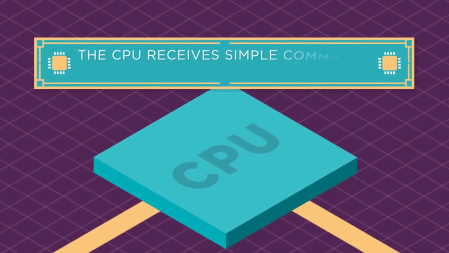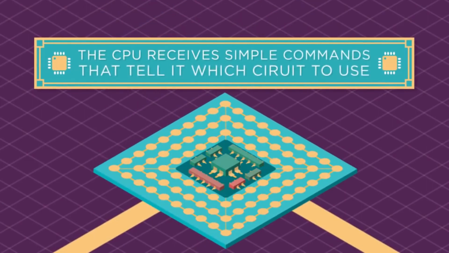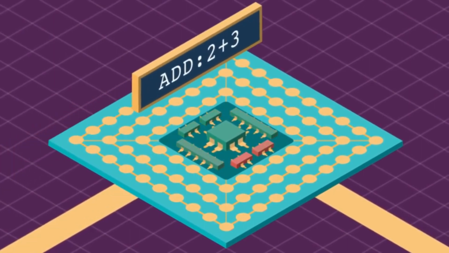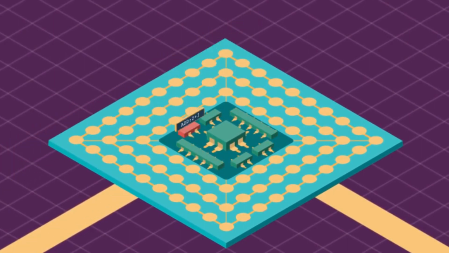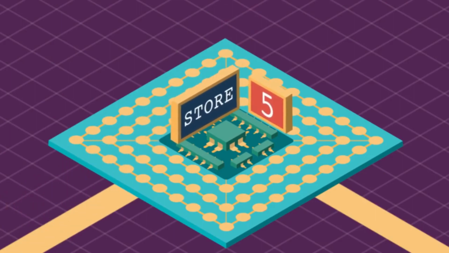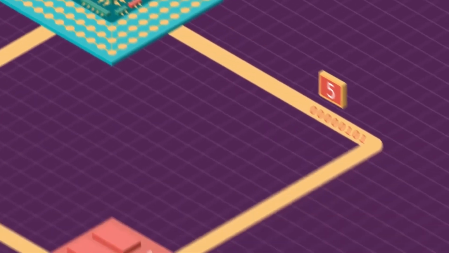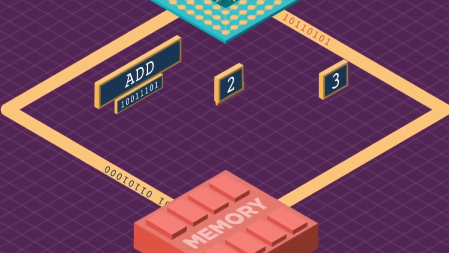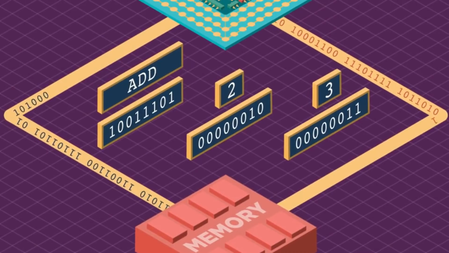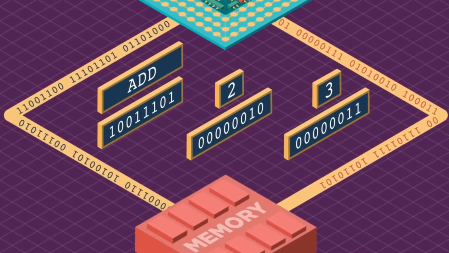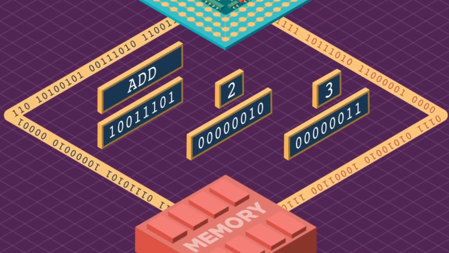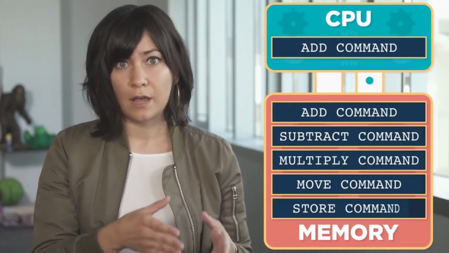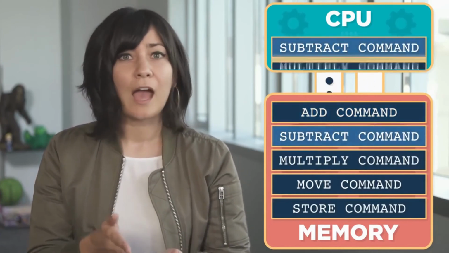The CPU receives simple commands that tell it which circuit to use to do a specific job. For example, an add command tells the CPU to use its adder circuit to calculate a new number. And then the store command tells the CPU to use a different circuit to save that result into memory. Just like numbers, all of these simple commands can be represented in binary ones and zeros, or on and off electrical signals. The binary commands are stored in memory, and the CPU fetches and executes them in sequence, one after the other.